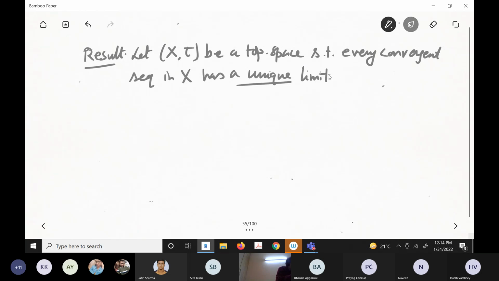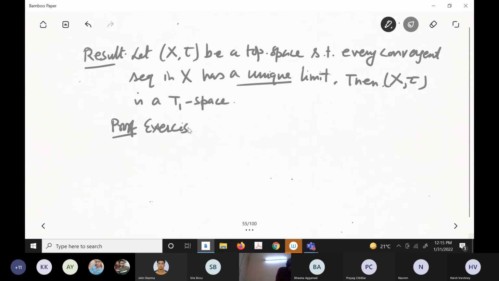Okay. Then (X, tau) is a T1 space. You can prove that every singleton is closed. I'm leaving it as an exercise. It's very simple. You should not need to ask Sora.